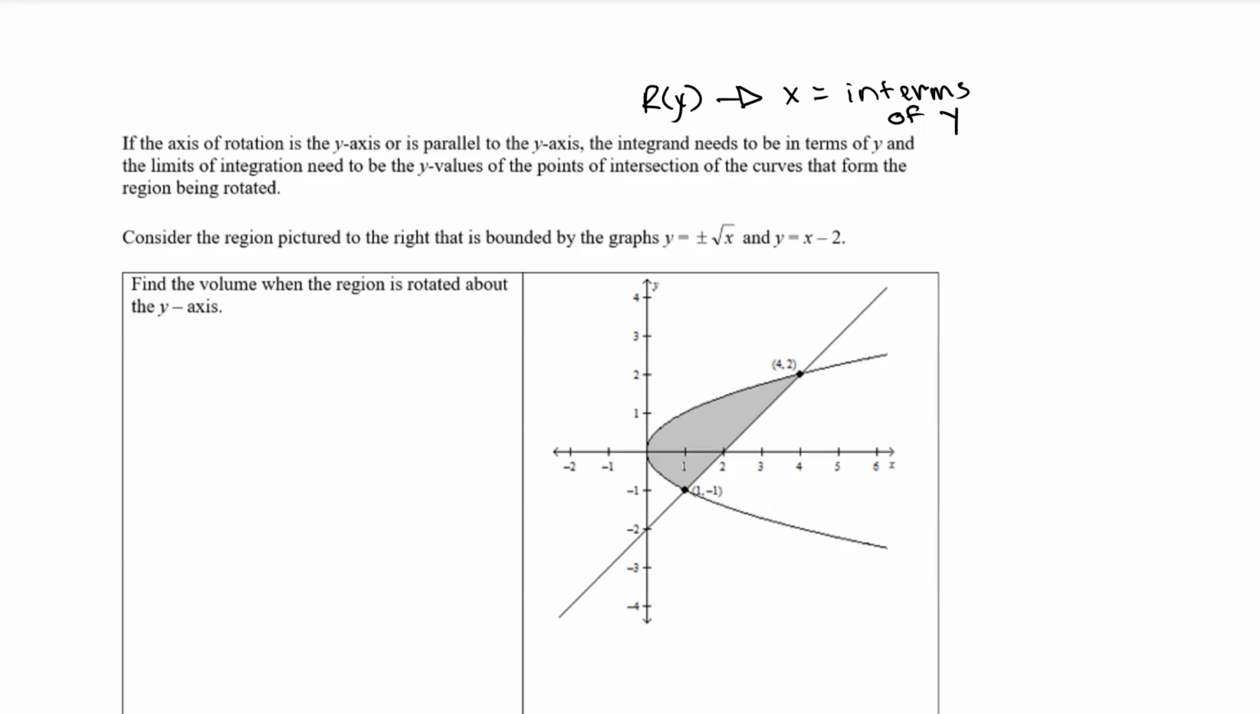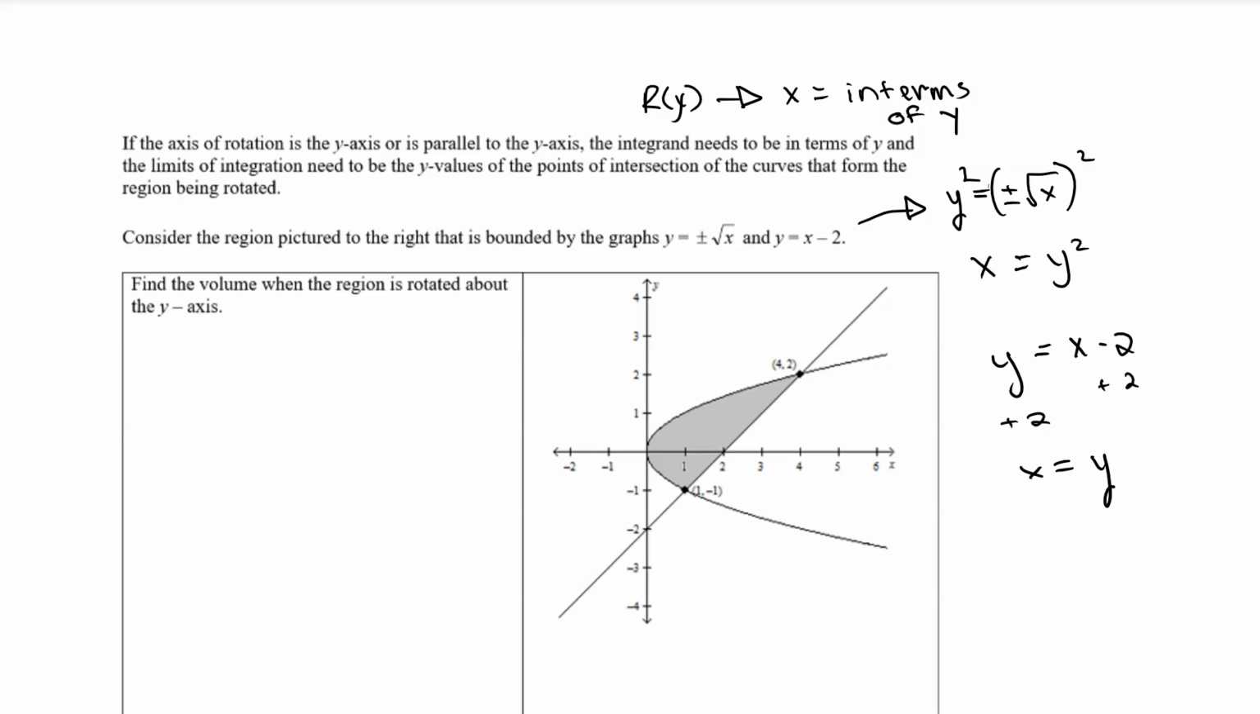All right, so that means when I'm looking at these equations here, I have y equals positive negative square root x. I need to solve that for x by squaring both sides. So I've got x equals y squared. Then I have my second equation, y equals x minus 2. Solving for x, I've got x equals y plus 2. All right, so these are going to be the equations I use because in the problems right here and that follow, we're rotating around the y-axis or lines parallel to it, those vertical lines.